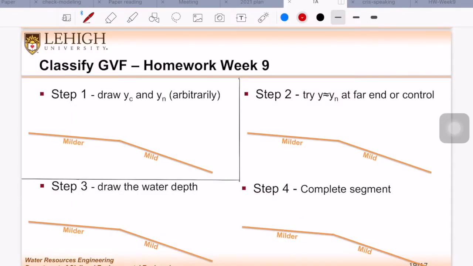For this problem, at the first step, we still need to draw the critical depths and the normal depths. I still use the red dashed line to represent the critical depths. So this is yc. And then I still use the black dash-dot line to represent the normal depths.